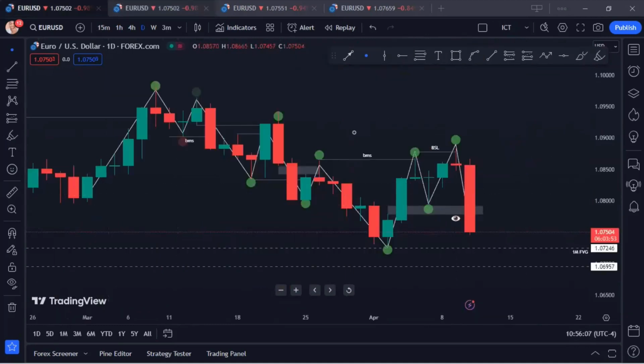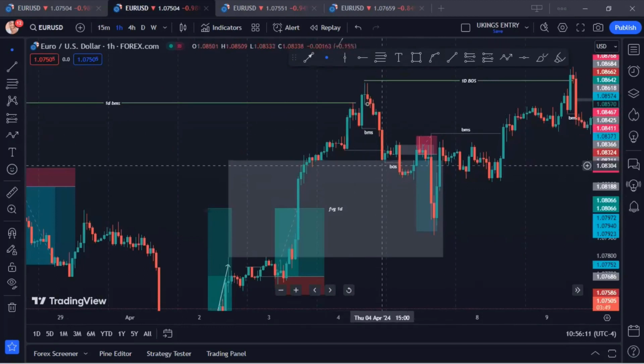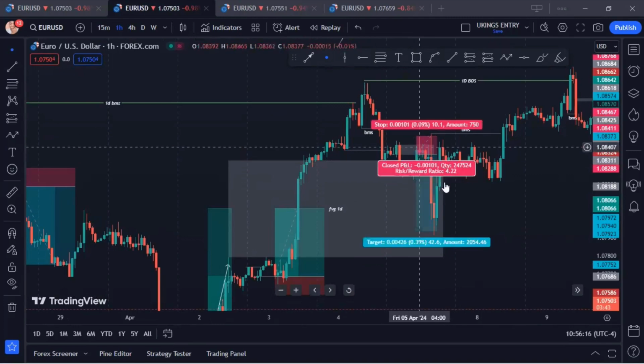Okay, so I waited for breaking market structure. You can see the breaking market structure here. It didn't return that day, so the next day there was another break of structure. I used the other block, I entered, and I cut it into this.